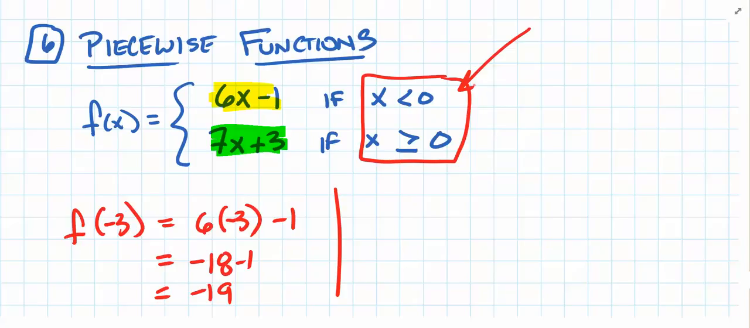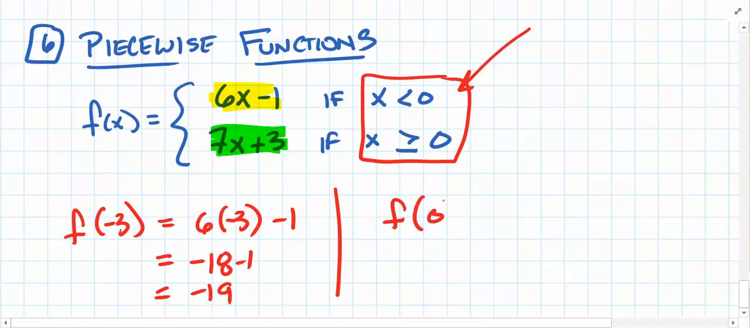It's like a door, right? Which door do I go in? What would this one be? How do you evaluate f of 0? Which one do you put it in? You put it in the green one. Why does it go in the green one? Because it's equal to 0. Exactly. So this one would be just a value of 3.